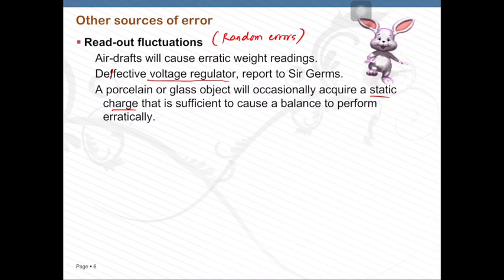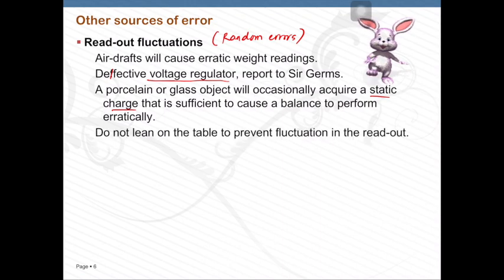So if you weigh something on top of the analytical balance and the mass often changes, for example, at one point it's 0.1005, another 0.1006, another point is 0.1007, and then goes to and fro, back and forth, it may be caused by a static charge. So these are what they call random errors caused by readout fluctuations.